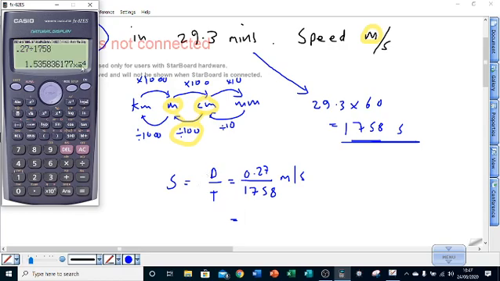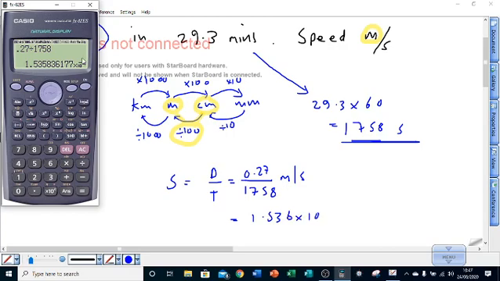If I write down 1.53, was it a 5? Did it round up to 6? I'll round to 3 dp on that. Times by 10 to the minus 4.